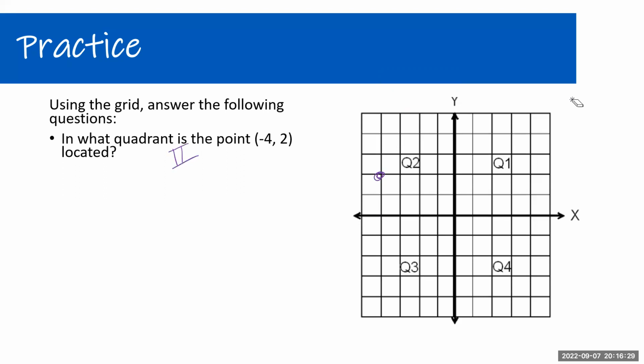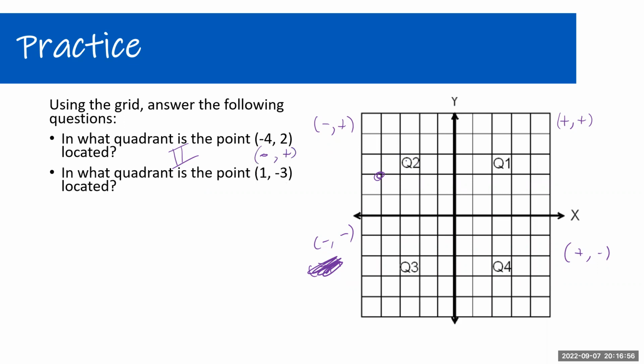You could also note that quadrant 1 is going to be positive, positive. Remember, this is negative, positive, negative, negative, negative, negative, and positive, negative. You can just look at the sign here. Notice that we have a negative, positive. So that is sure enough going to be in quadrant 2.